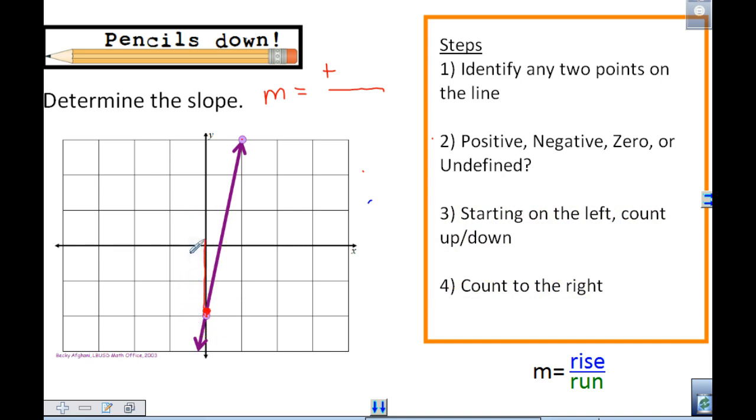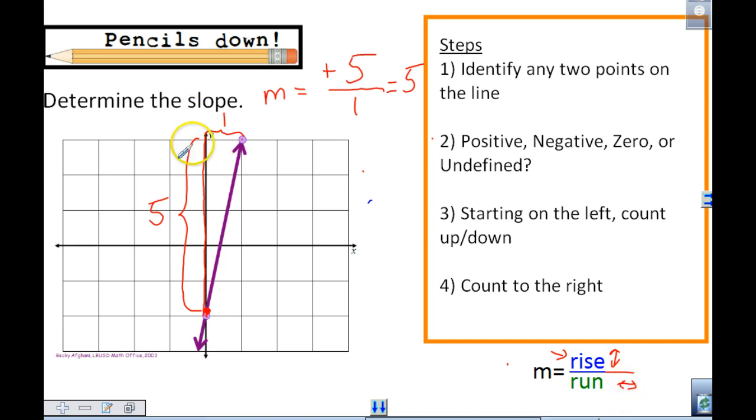How many do we have to go up? 4. How many is that? 3. Here to here? 5. So we say the rise is 5. And then the run is counting to the right or left. And that is 1. So the slope is 5 over 1 or just 5. Okay, that's it. Notice how we count the up and down first. That number is on top. So rise is the up and down. And on the bottom is the left and right.